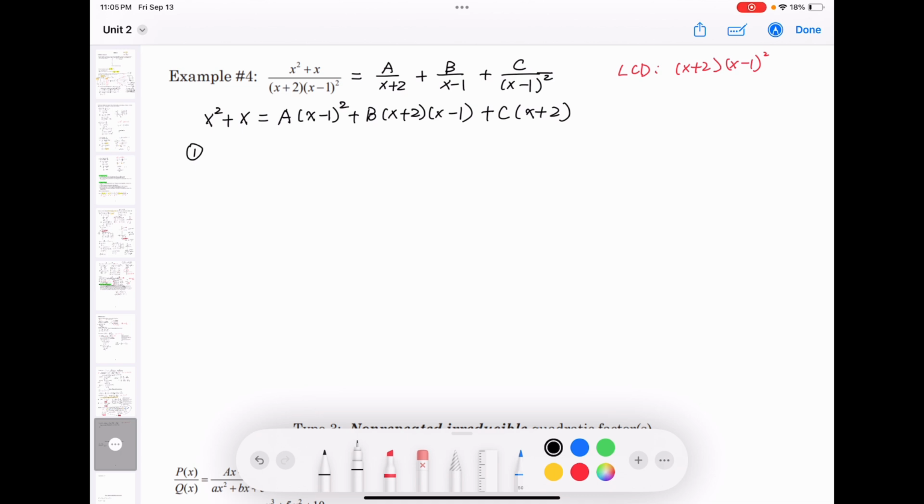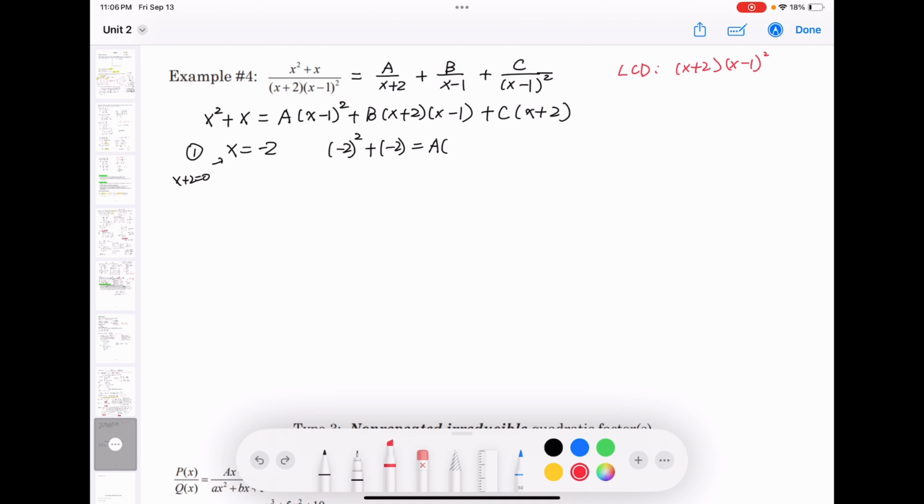First one, we can find from the first factor of the denominator. We can say x plus 2 is equal to 0. Then I found that x is equal to negative 2. So plug it into the equation. We have negative 2 squared plus negative 2 on the left-hand side, equal to a times... so which parts will make a 0? So let's see, this part and this part.